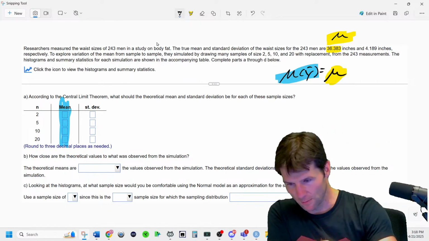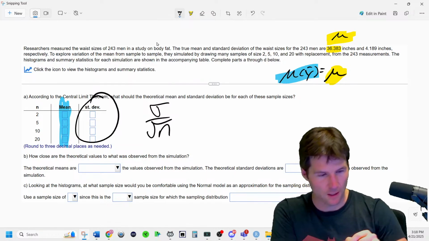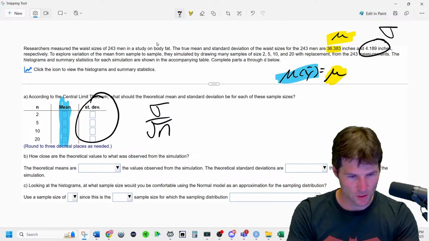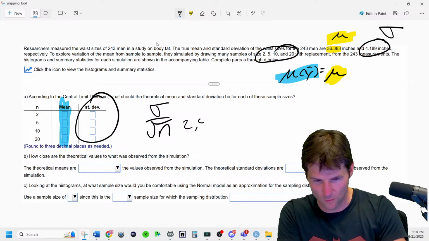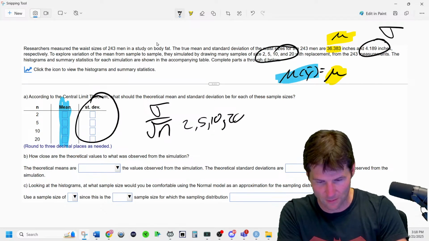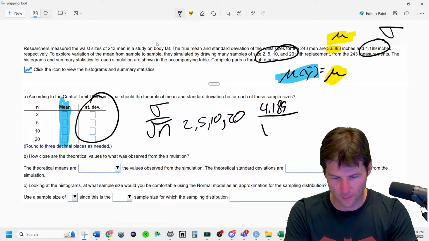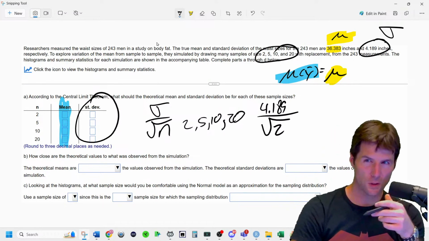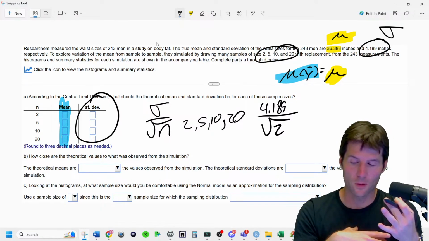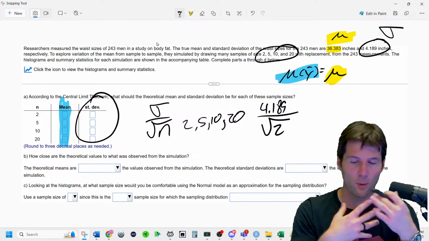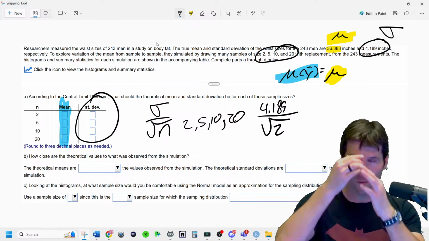Now over here, the standard deviation is sigma over square root of n. So this is sigma, which is the true standard deviation, and then the sample sizes increase from 2, 5, 10, and 20 respectively. So all we do is take 4.189 and divide by square root of 2, and we just go to the higher values. Does that make sense? We're just going to do 4.189 divided by square root of 2, 4.189 divided by square root of 5, 4.189 divided by square root of 10, 4.189 divided by square root of 20. So you just plug in the values of the sample size.